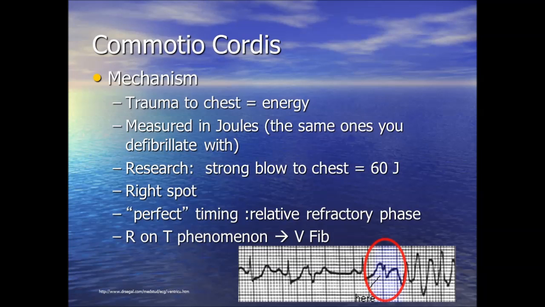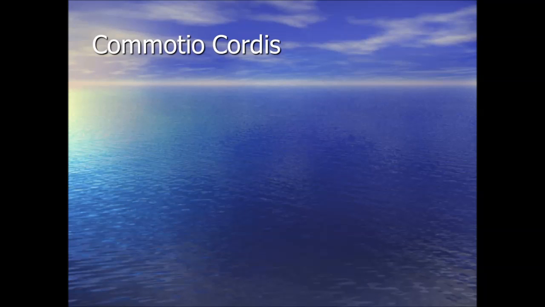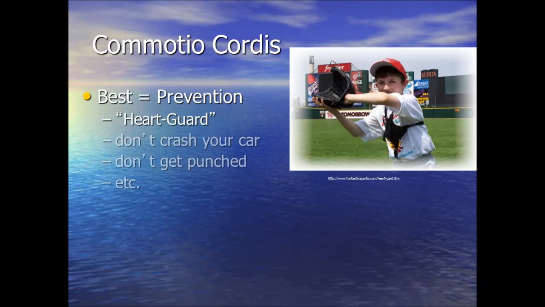When we look at an EKG, this is the normal beat. If you deliver that energy right at this particular phase of the EKG, it will send the heart into a lethal rhythm. If you're a bigger guy like most of us, you can punch somebody hard enough and give them 60 joules of energy. Joules is not electricity, it's energy. Most of our defibrillators are defibrillating at 150 or 200 joules. So you can hit hard enough to give 60. So it's pretty significant.